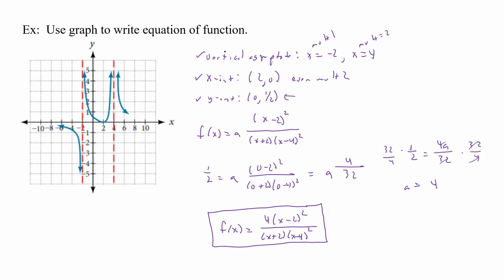And again, all we did was we looked at the vertical asymptotes and their multiplicities, our x-intercept, the multiplicity, and we got that because it came down and went back up. If it had come down and went through, then it would have been a 1. And then we got our y-intercept, which we needed to solve for our a, and then we were able to write our full function after that.